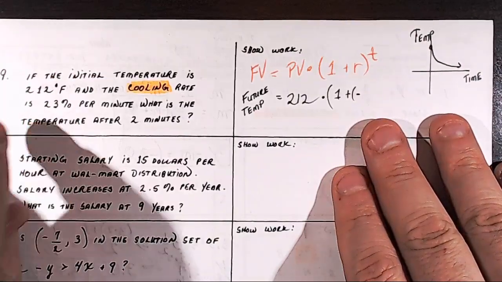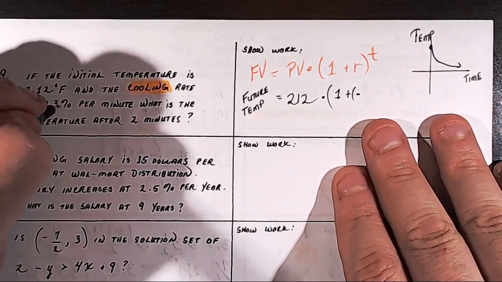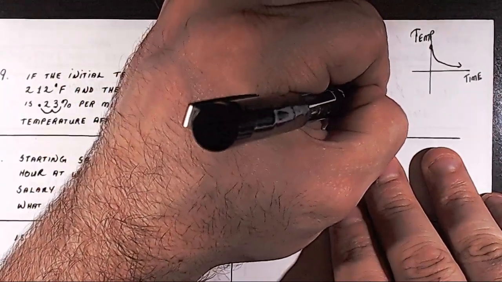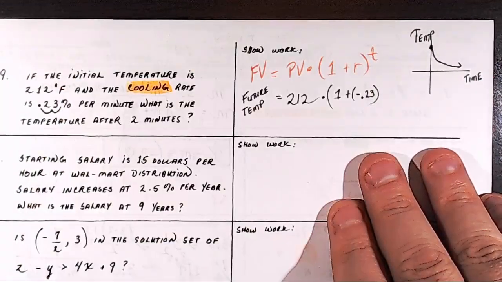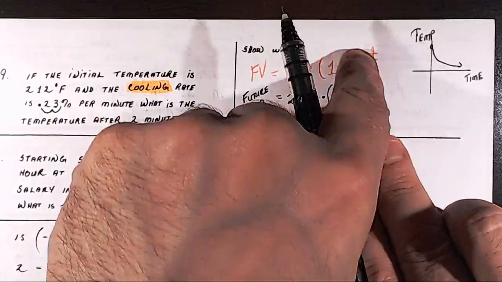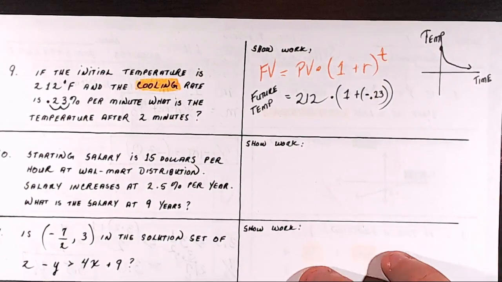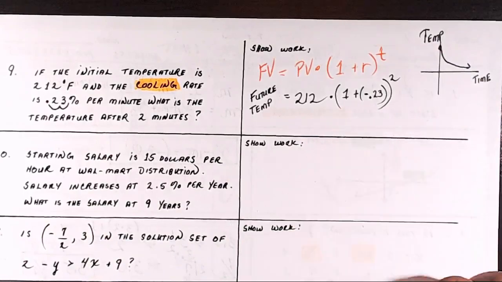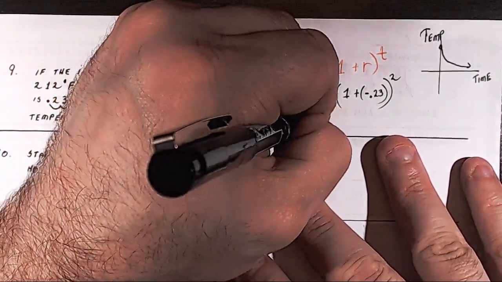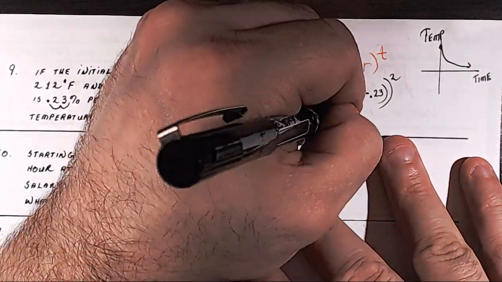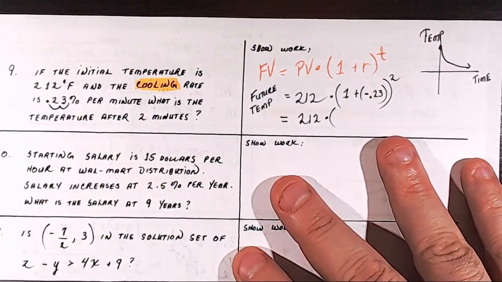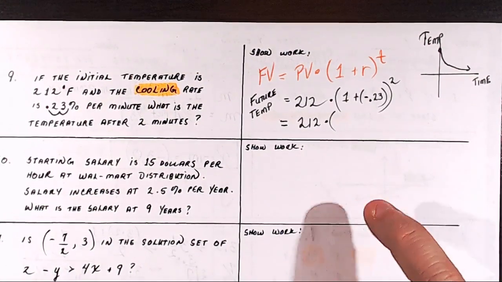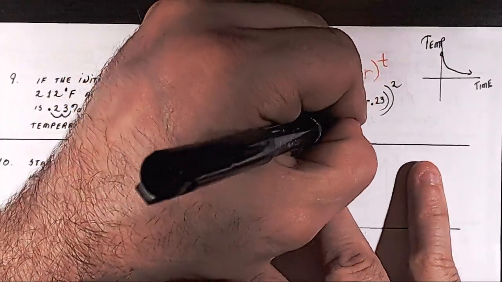So in place of r, we'll put plus negative. Now turn 23% into a decimal: 0.23. Okay. Close parentheses. Raised to the t. Well, how many times? 2 minutes. So put a 2 there. Well, now we kind of need to clean this up a little bit. It looks like a mess. Okay, 212 times, and now what is 1 plus negative 0.23? In the battle between plus and minus, minus always wins. So I'm really saying 1 minus 0.23.